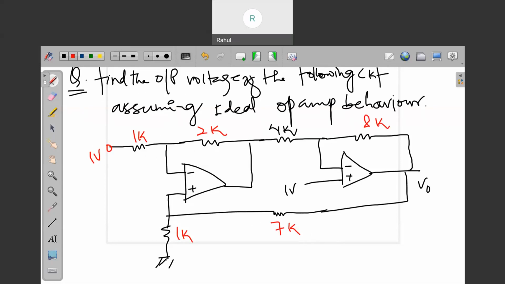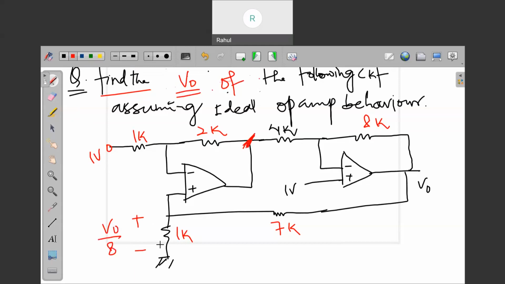So you have to find what? You have to find the output voltage. Let me erase this and write again. You have to find the output V out of the following circuit, assuming ideal op-amp behavior. So can you help me to find? You can determine the potential at this point as well. What will be the potential at this point? It will be V naught by 8 by voltage division.